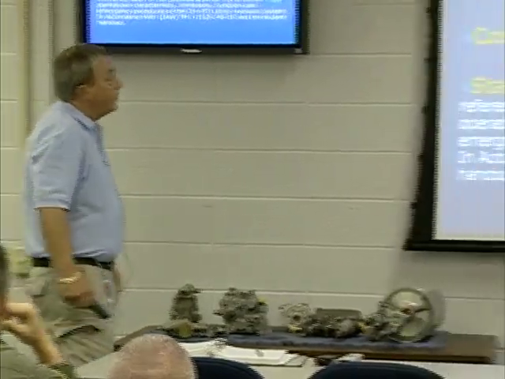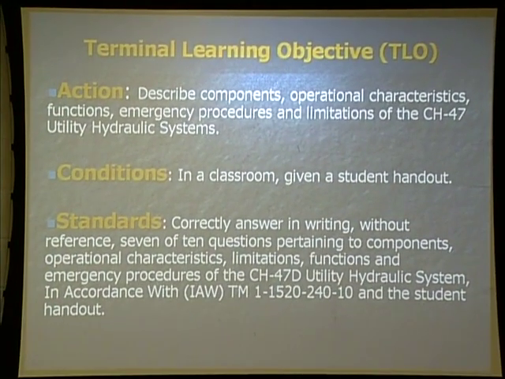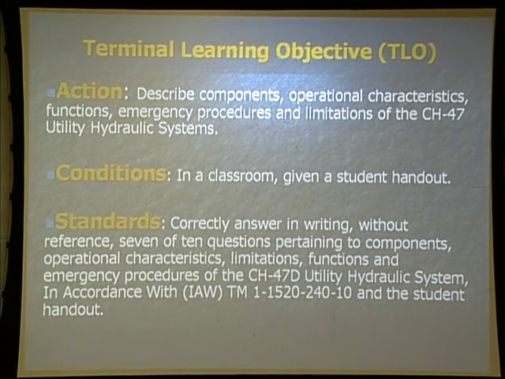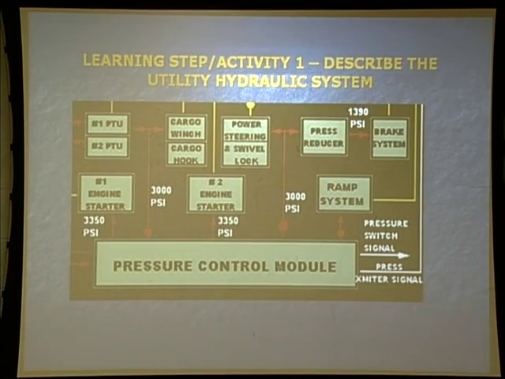All right, today, describe the components, operational characteristics, functions, emergency procedures, and limitations of the 47 utility hydraulic system. In our classroom, given your student handout, and again, this next test is going to be hydraulic heavy. Between utility hydraulics, flight control hydraulics, and landing gear, you're going to have a lot of questions. There'll be 10 questions. You've got to get 7 of those correct to get a go in this block of instructions. Safety requirements really are none, but we have a lot of training aids today. Be careful when we pass them around. Risk assessment's low, environmental considerations are none. And again, the second exam, 90 minutes, you've got to get a go on this portion.